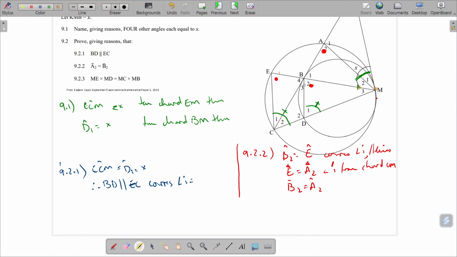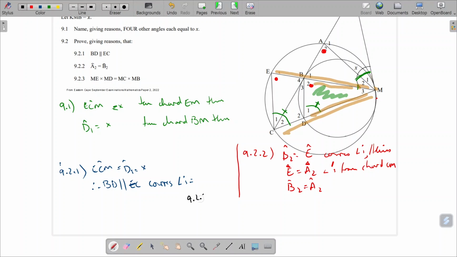They're talking here about, with the highlighter, sorry about that, ME, the entire length, times MD, with MC, the entire length, with MB. So what I'm looking for now are 2 triangles that involve 2 of these lines each. It's not too difficult to realize that the top triangle involves MB and MD, whereas the entire triangle, MEC, involves the other 2. And so we have 9.2.3 coming out quite quickly.